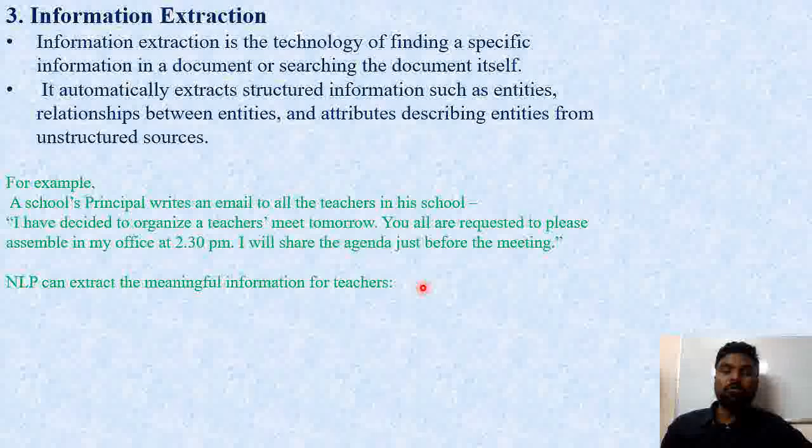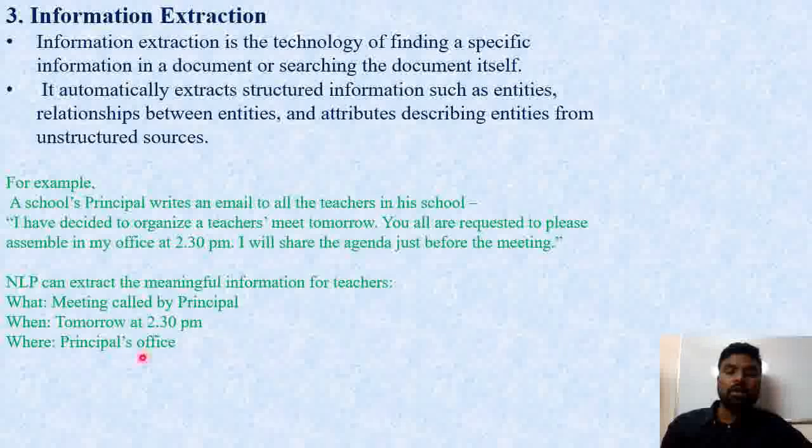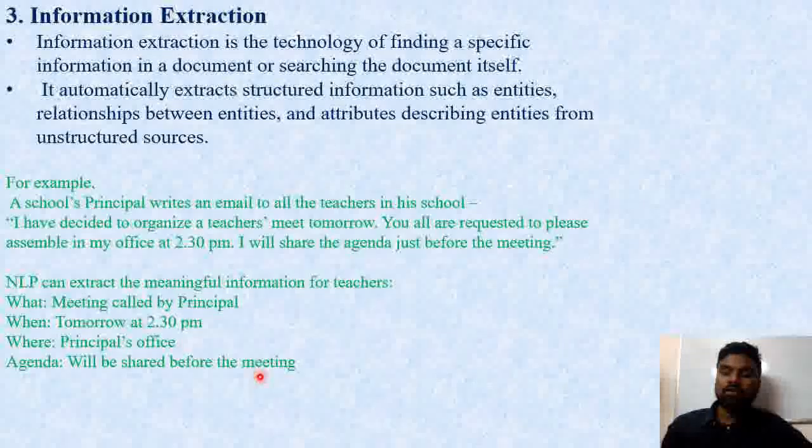And now, if we extract the information with the help of NLP, this is how it looks. First, what is that mail about? Meeting called by principal. And what is the timing? When? Tomorrow at 2:30 p.m. Where is this meeting going to be held? In the principal's office. And the agenda will be shared before the meeting. So these four short pieces of information we got from this particular email.